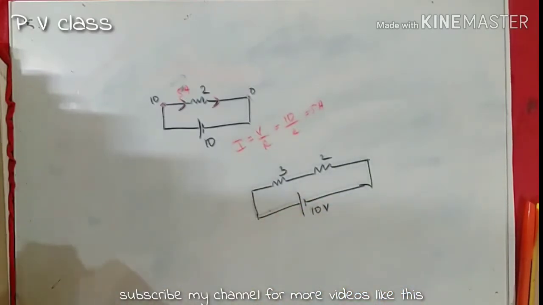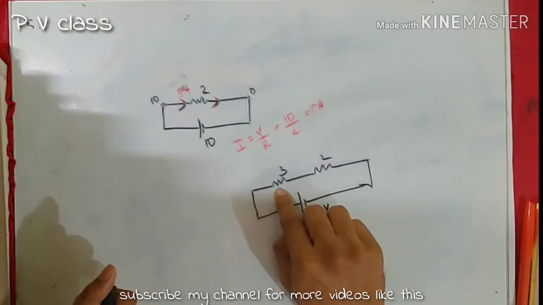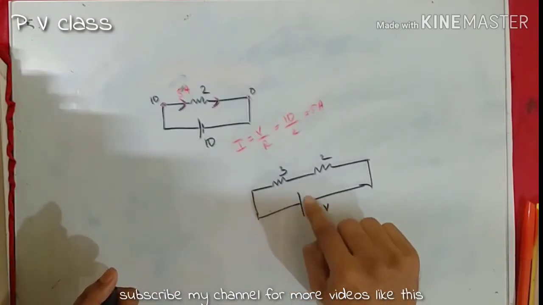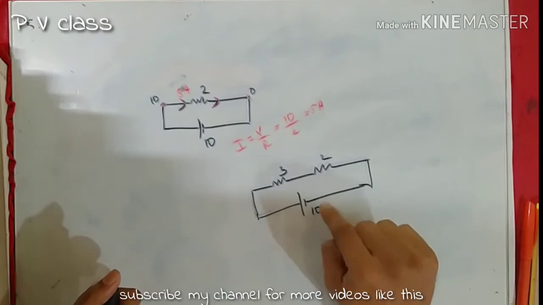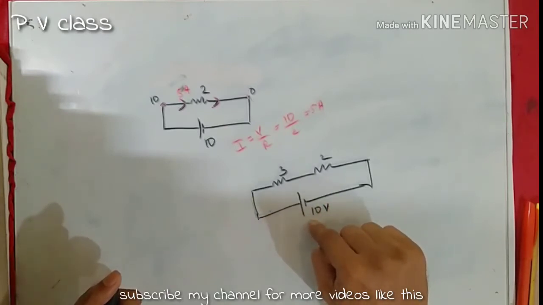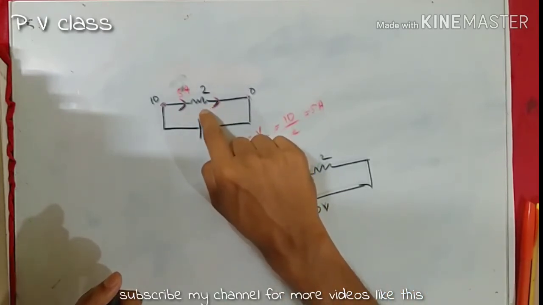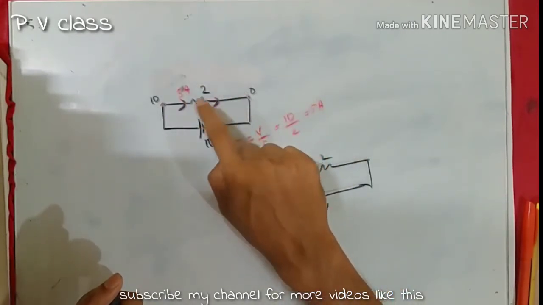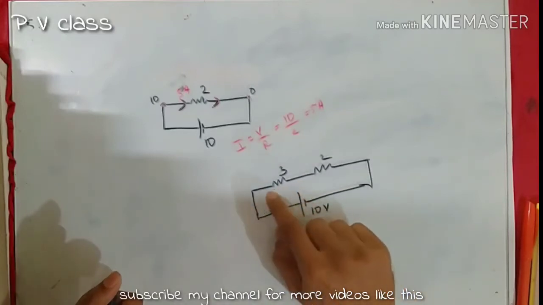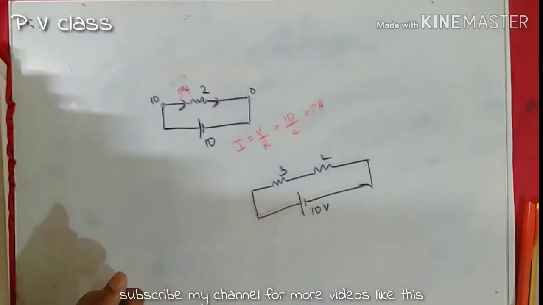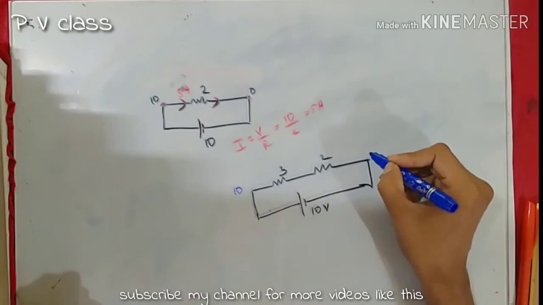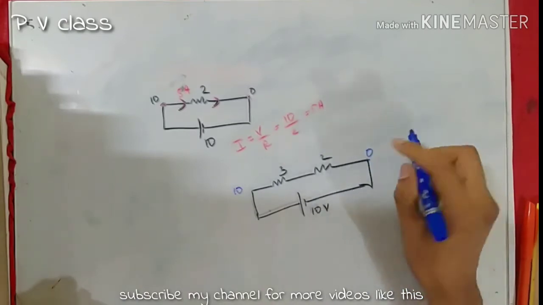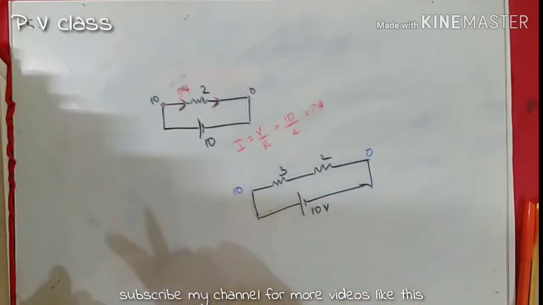That means, is the potential difference across this 3 ohm resistor 10 volt? No. Is the potential difference across this 2 ohm resistor 10 volt? No. Is the potential difference across the combined circuit 10 volt? Yes. Let me write it like this: here there will be a 10 volt potential, and here there will be a 0 volt potential. This potential difference is 10 volt.